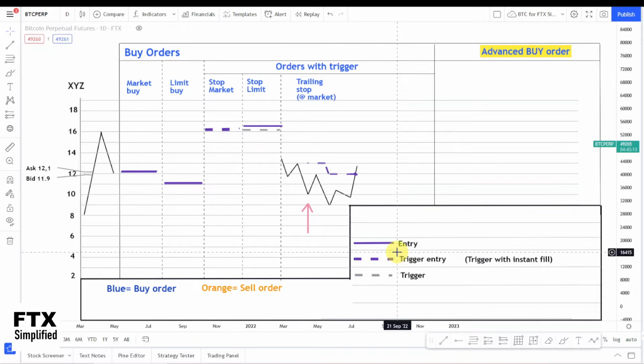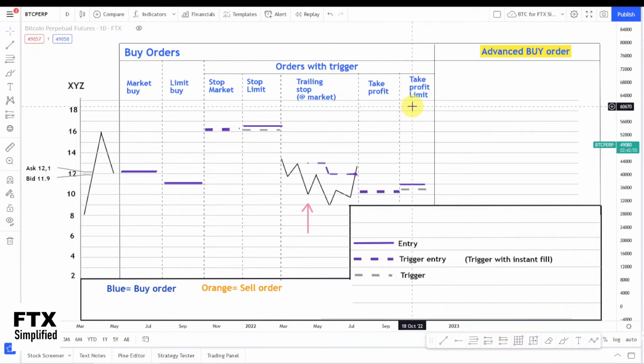And before I was making those videos, I didn't even know what the next two order types were, but now I might use them. The take profit buy orders, and they're only available on the FTX Crypto Exchange. And with this order type, you can place a trigger buy order below the current price. And the take profit order has a trigger entry, so you will buy for the ask price at the moment you get triggered, just like the trailing stop order and the stop market order. And with the take profit limit order, the trigger and your entry are separated, and here you can place your entry above and below your trigger.